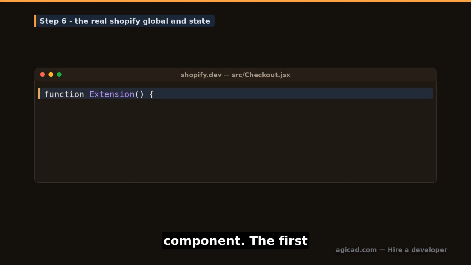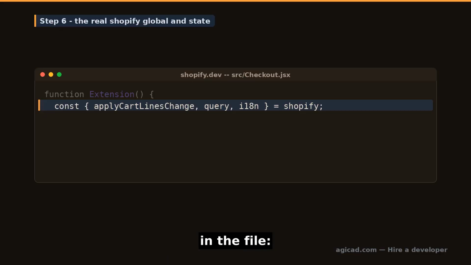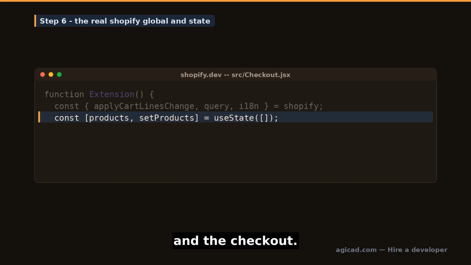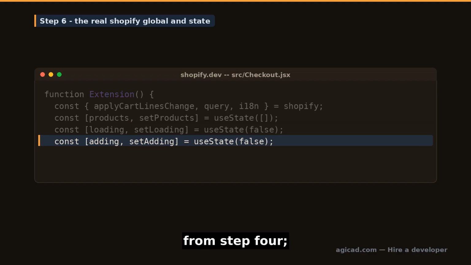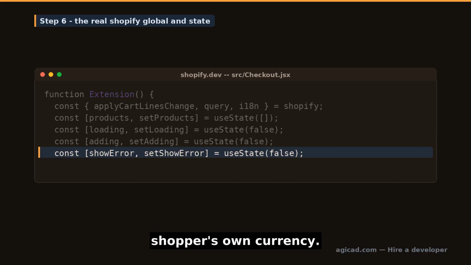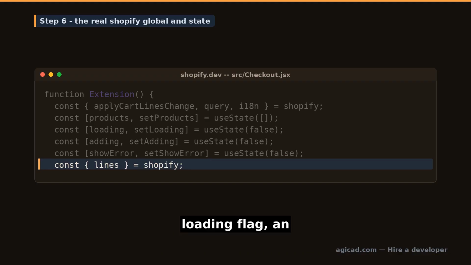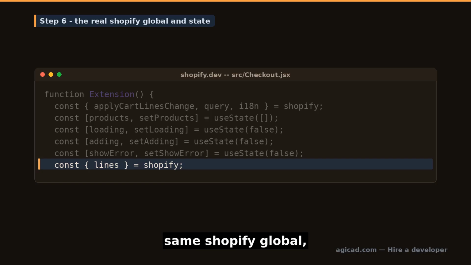A global object called Shopify is the entire bridge between your code and the checkout. From it, the tutorial pulls 3 things: applyCartLinesChange, the mutation function; query, the helper that executes Storefront API requests, unlocked by the capability from step 4; and I18N, the localization helper that formats prices in the shopper's own currency. Below that, plain component state: the fetched products, a loading flag, an adding flag, and an error flag. And from that same Shopify global, lines, the live, reactive list of what's currently in the cart.